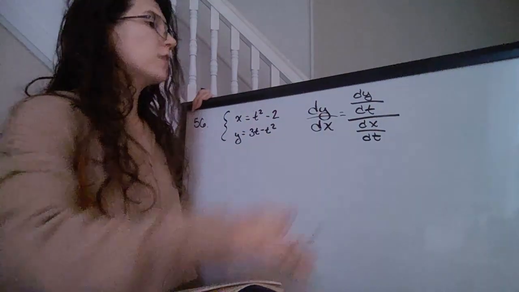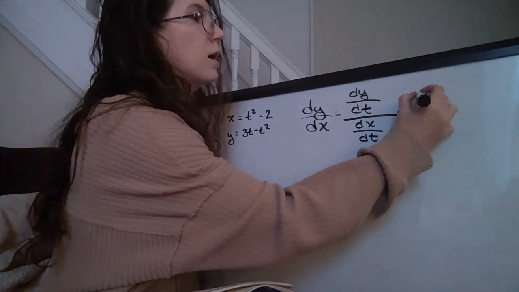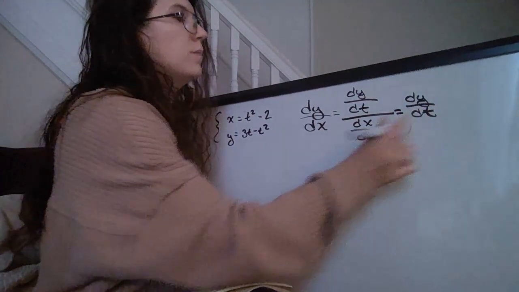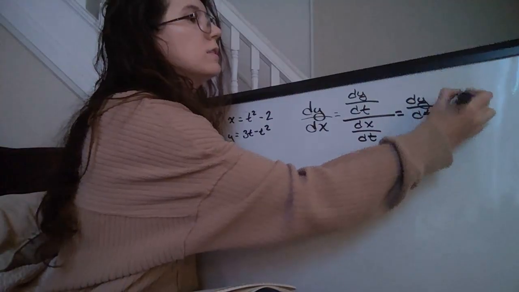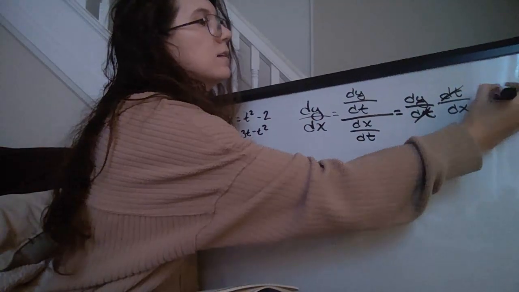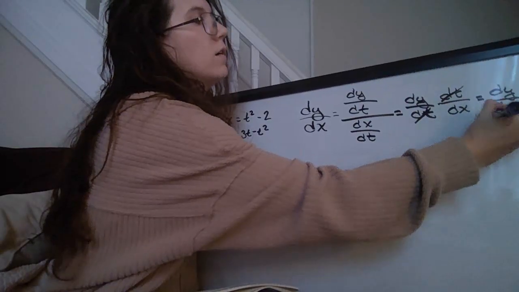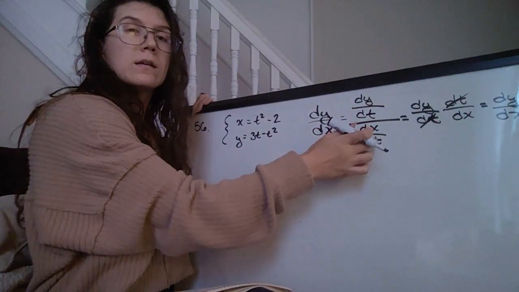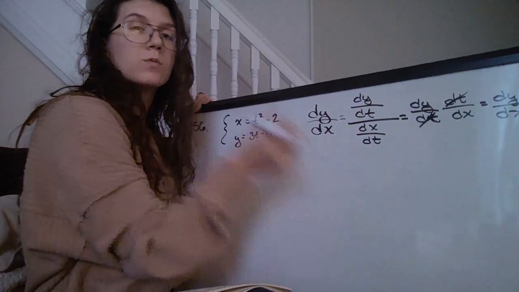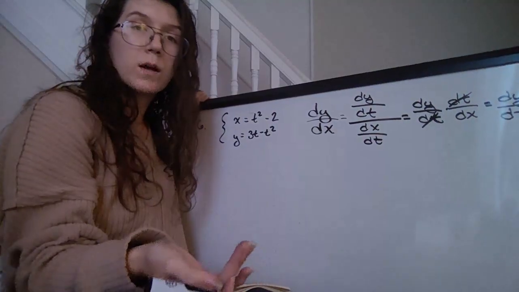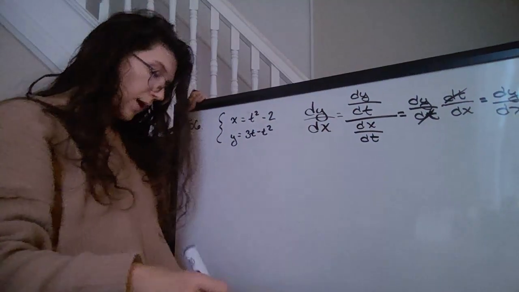And this is a complex fraction, so if I do this, I would have dy over dt times the reciprocal, which is dt over dx. Our dt's would end up canceling. So that is why I can take the derivative of y with respect to t and divide it by the derivative of x with respect to t, and that is going to give me my derivative of y with respect to x. Not too bad.